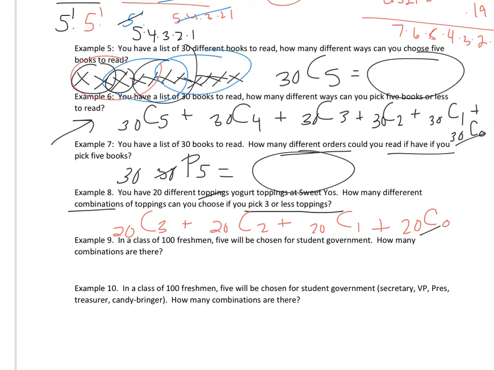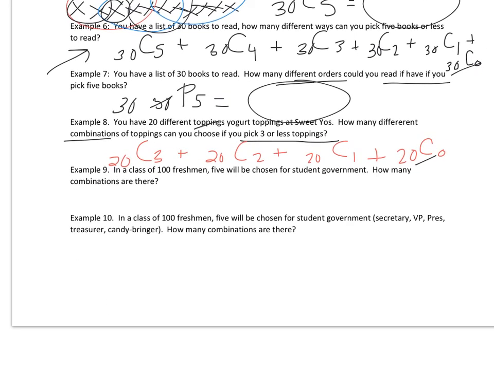Example 9, in a class of 100 freshmen, 5 will be chosen for student government. How many different combinations are there? So even though it's combinations, you have to think about whether or not order matters. So if you have 100 freshmen and you're just picking 5 people, it doesn't matter if I read off Allie, Ashley or Ashley, Allie first for my 5. So this is going to be a combination, 100C5.